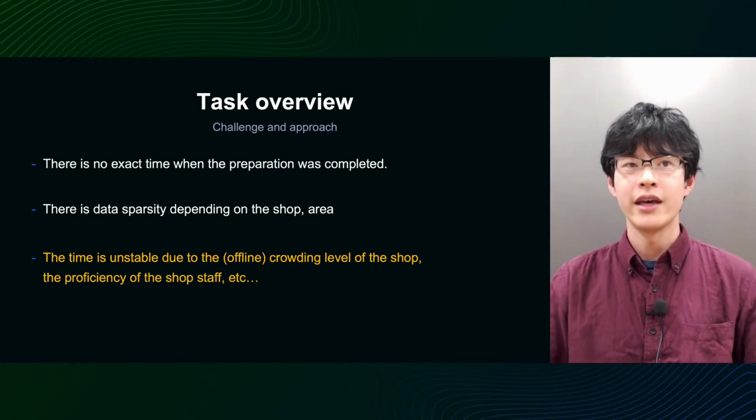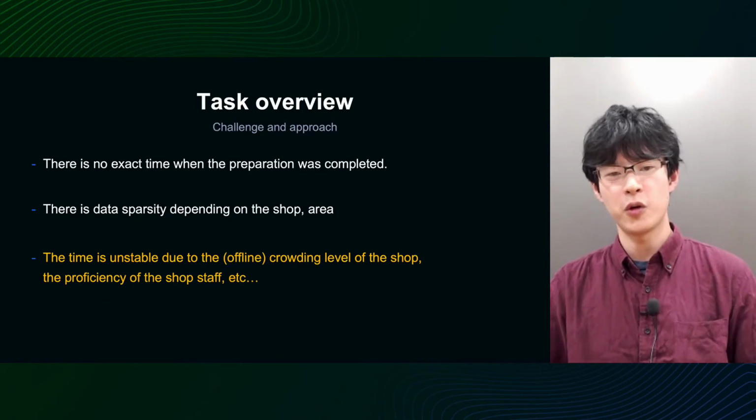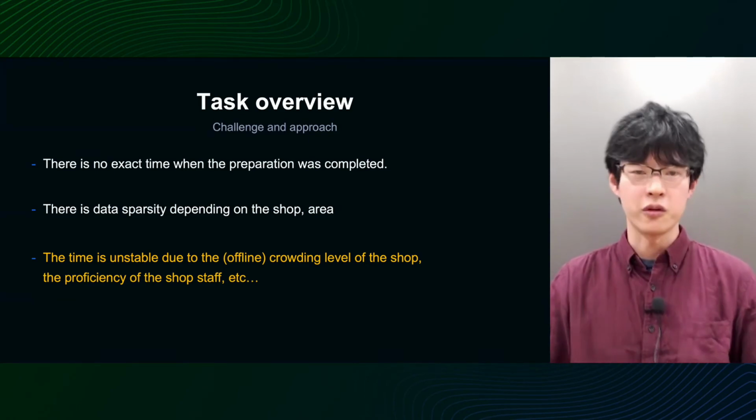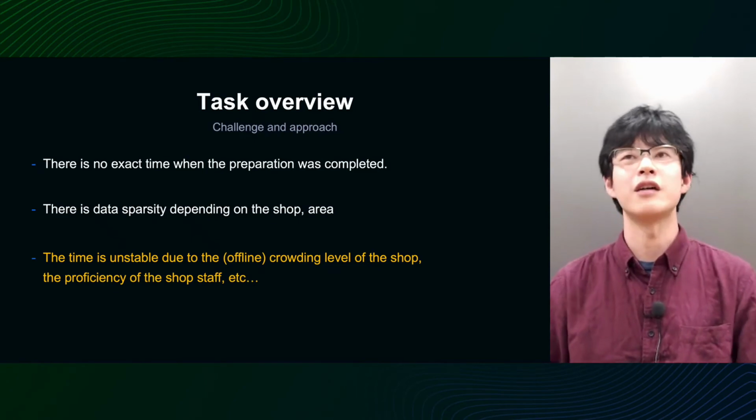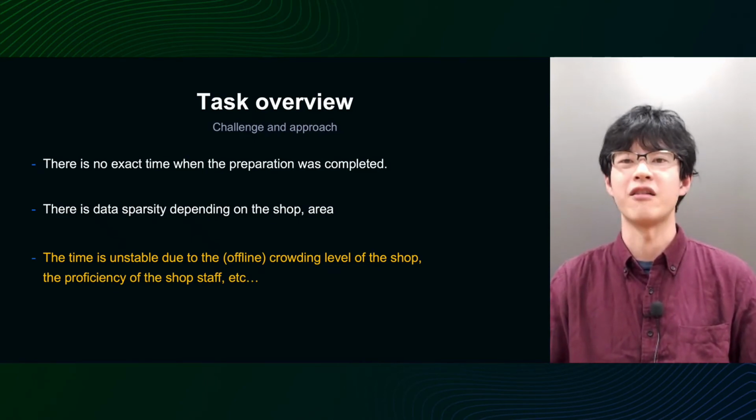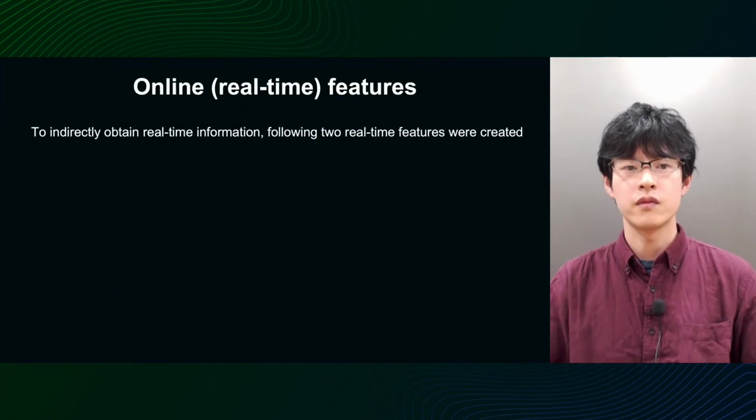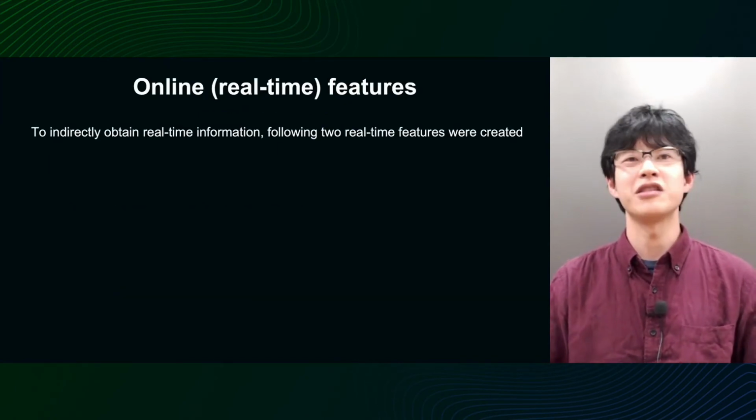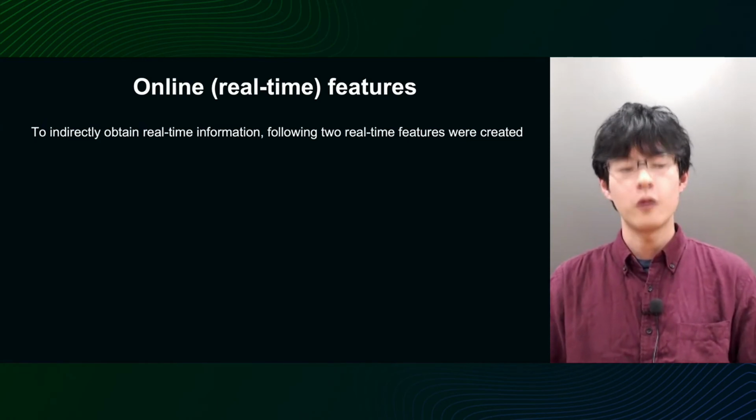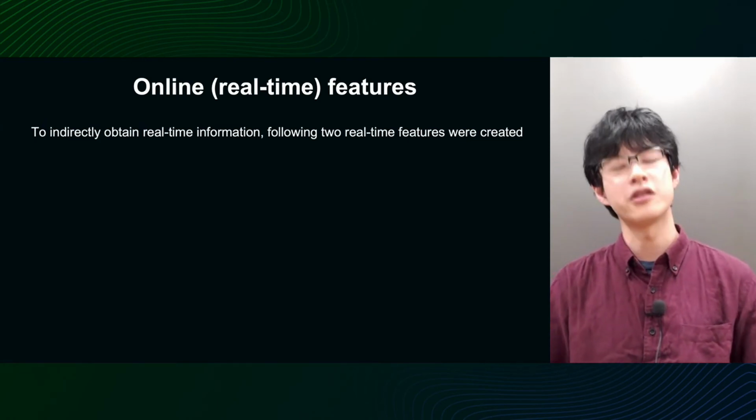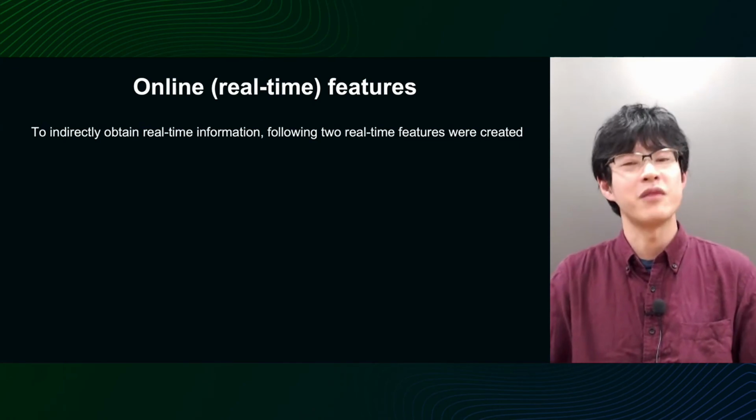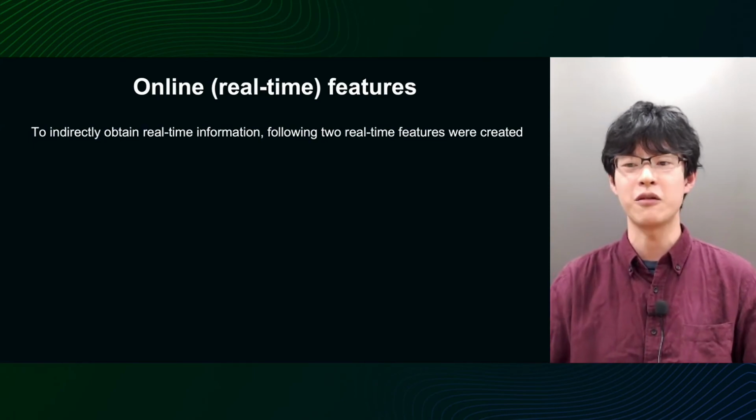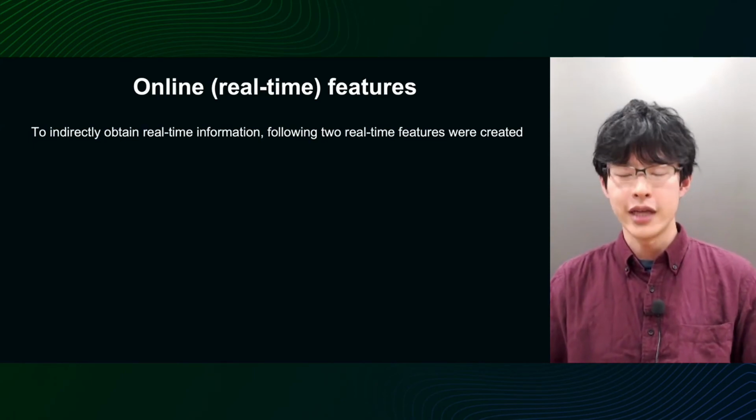Now, let's talk about the last problem. The last issue is that the time you want to predict strongly depends on the situation of the day. For instance, it depends on the level of congestion in the store or the proficiency of staff in the store that day. As you can imagine, such information cannot be obtained directly from the data. Therefore, we are trying to indirectly incorporate such information into the model by aggregating features that are linked to such information in real time and giving them to the model.